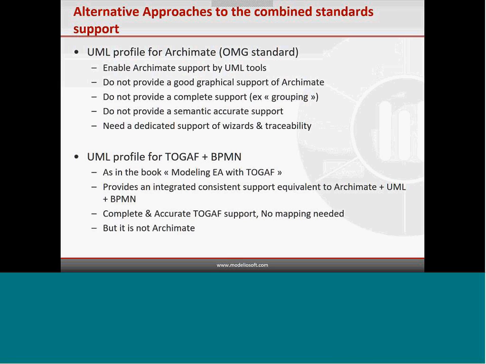Alternative approaches exist to have a combined standard support. There exists a UML profile for ArchiMate. It's an OMG standard made in coordination with the Open Group. The advantage is that it enables ArchiMate support by UML tools, but the drawback is that it does not provide a good graphical support of ArchiMate. It does not provide a complete support. For example, the grouping concept is not quite well supported. It does not provide a semantically accurate support, and it needs additional support to have appropriate wizards and traceability. But it's a lightweight solution.